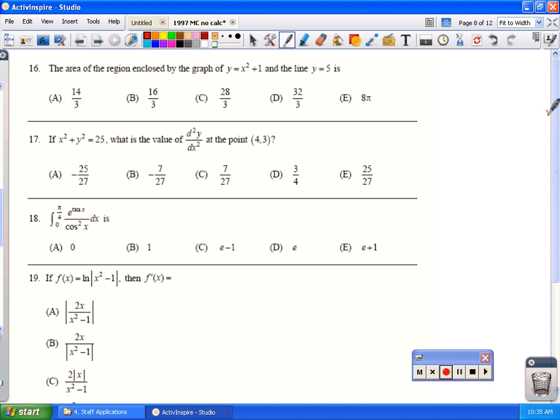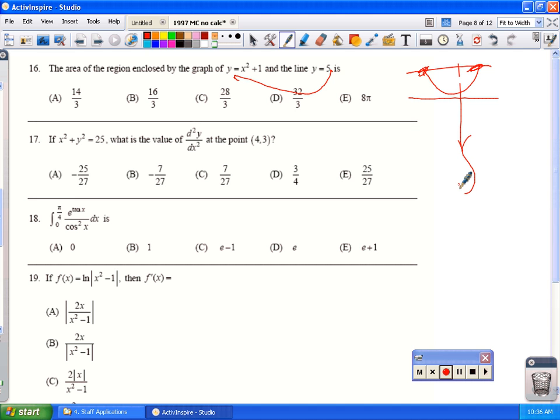The area of the region. How do you find area? Top minus bottom. You draw a picture, x squared plus 1. You put a 5 on it. You find the point of intersection. Yes, no? How do you find the point of intersection? Plug in. Yeah, set them equal. Same thing. Plug in 5. Do the work. And then you're going to do top minus bottom.